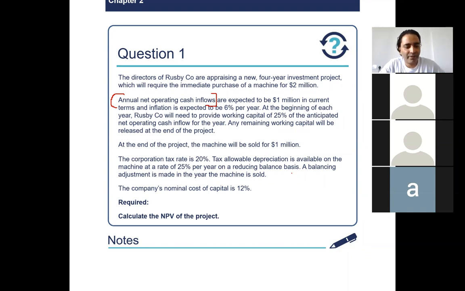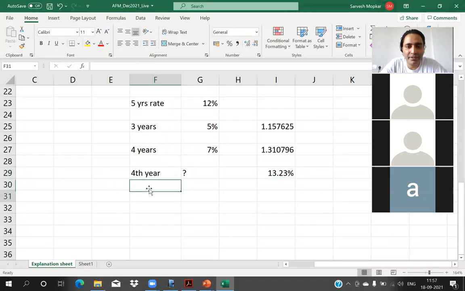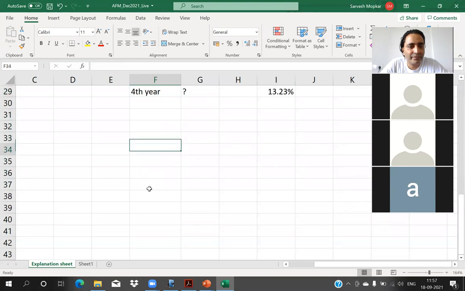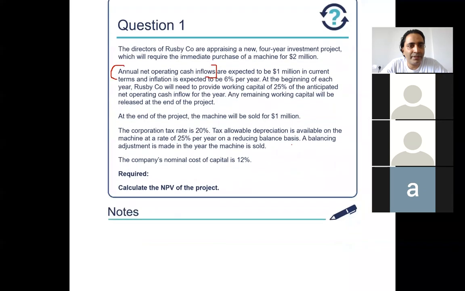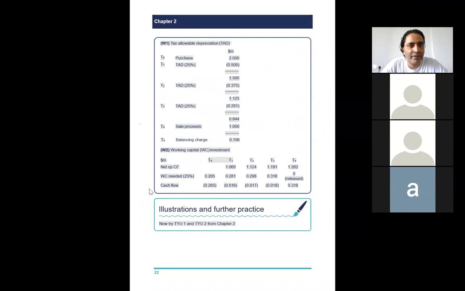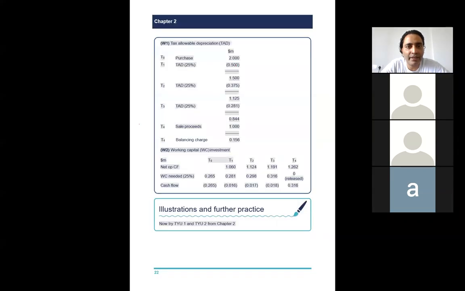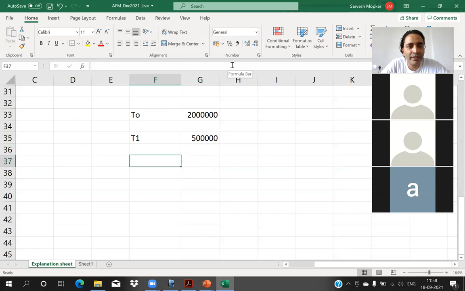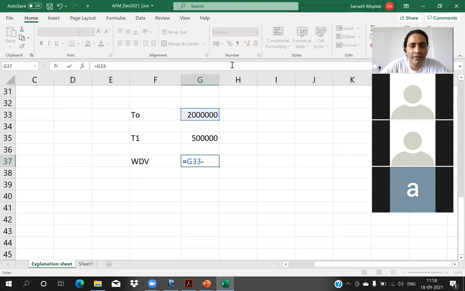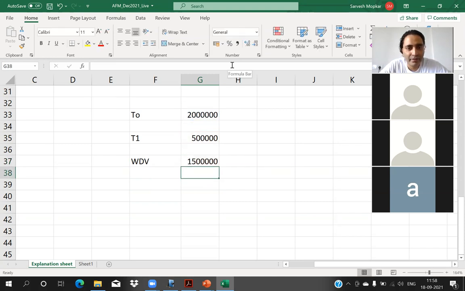In the last year, okay, now my role comes. Understand carefully. This is the explanation sheet and this is the depreciation calculation. So at T0, I'll write the full amount: 2 million, that means I'll write 2000. All right, the first year depreciation, that is T1, will be 0.25 multiplied by 2000, that is $500,000. This is taken as 0.5 only. So what will be the WDV? WDV will be 1.5 million.